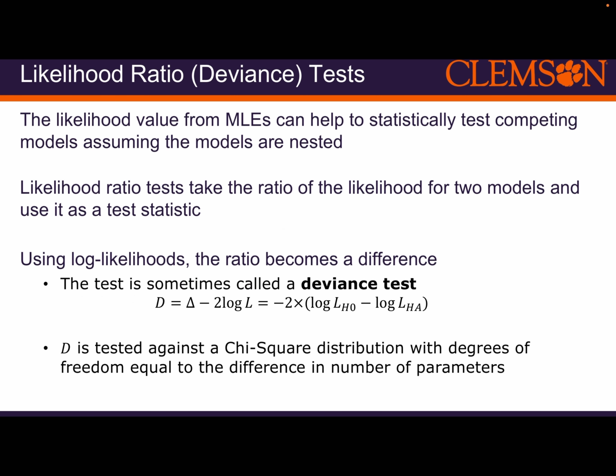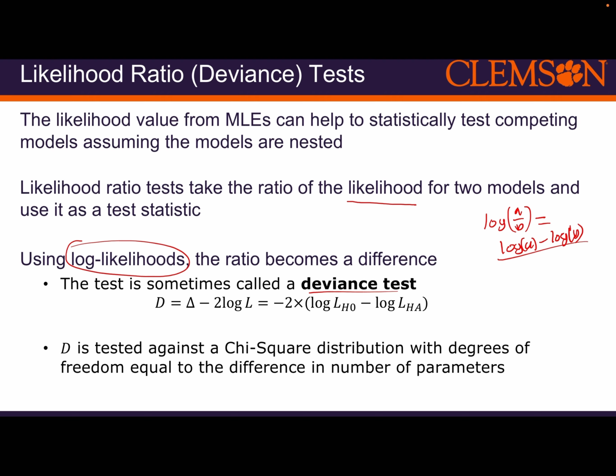So the first way to compare two models together is the likelihood ratio test. The likelihood value from the maximum likelihood estimate will help us statistically test competing models. That's the value at the top of the output. A likelihood ratio test takes the ratio of likelihoods for two models and uses it as a test statistic. Now, remember, likelihoods aren't what we use. We typically use log likelihoods. So the log of A over B is equivalent to the log of A minus the log of B, from algebra. So the difference between log likelihoods provides a likelihood ratio test.